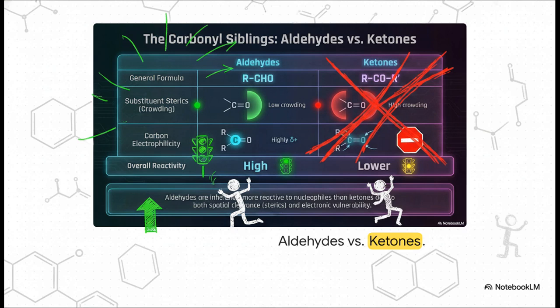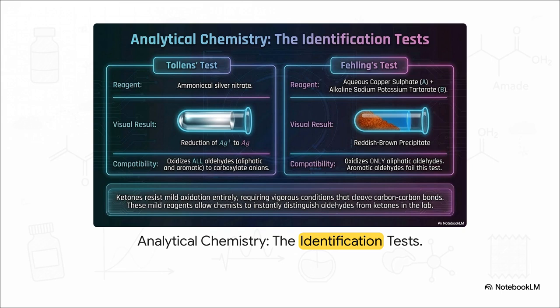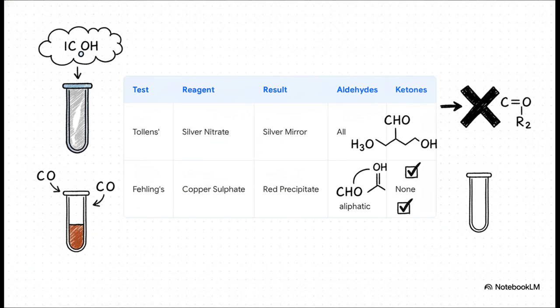A ketone, however, is flanked by two bulky alkyl groups. Not only do these big groups physically block the carbon, making it super hard to attack, but they actually donate electron density back into the carbon, which soothes its positive charge and really calms its reactivity down. And you know what's cool? Chemists exploit this exact difference to instantly tell these two siblings apart in the lab, using mild oxidizers. Because aldehydes are so vulnerable and ketones are so stubbornly stable, we can use chemical tests to force a visual reaction. We actually have two famous tests for this.